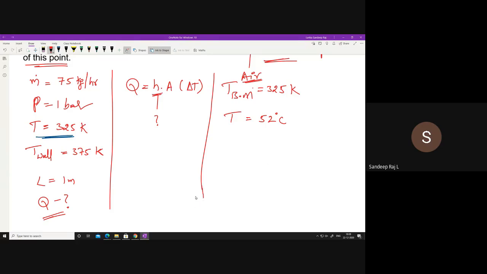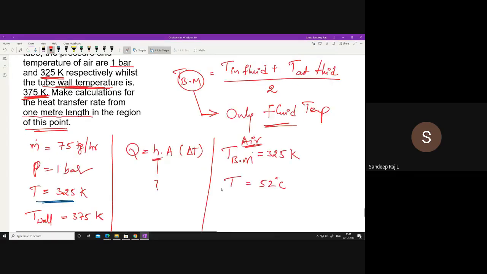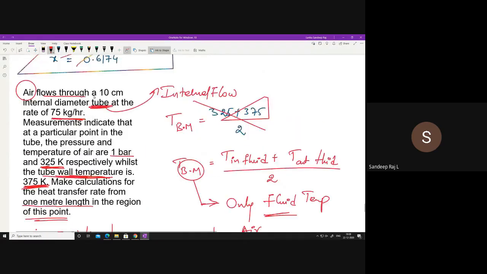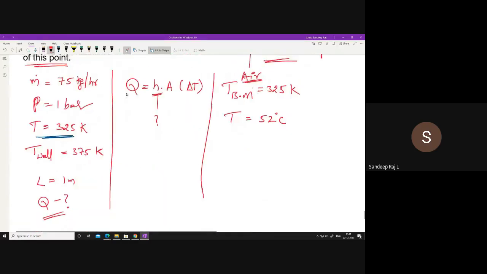And what is the next thing to do? What is the diameter given in the question? It is given as 10 centimeter internal flow. So you take it. The diameter also must be written here, 10 centimeter.